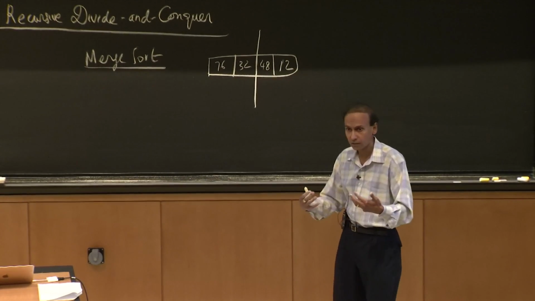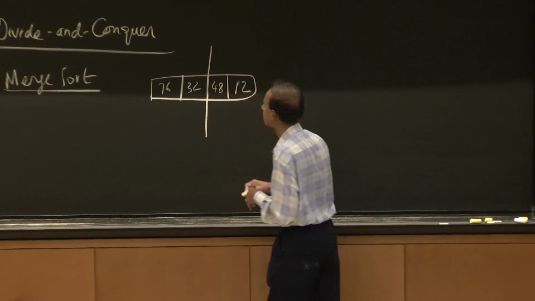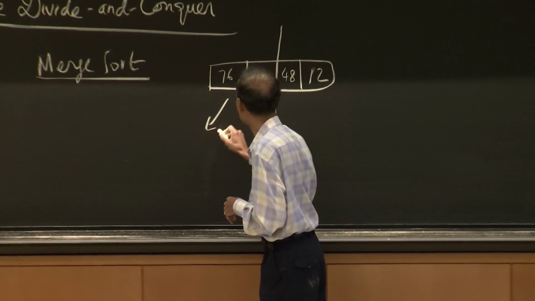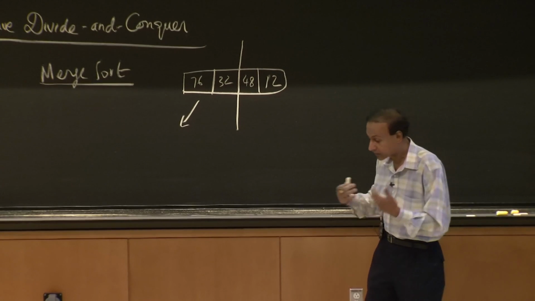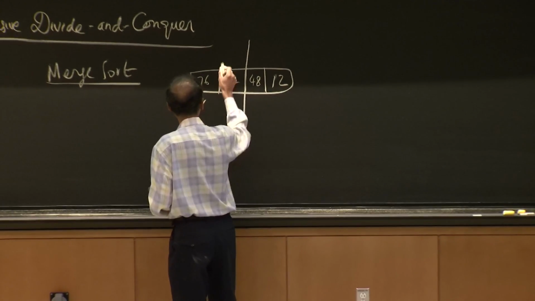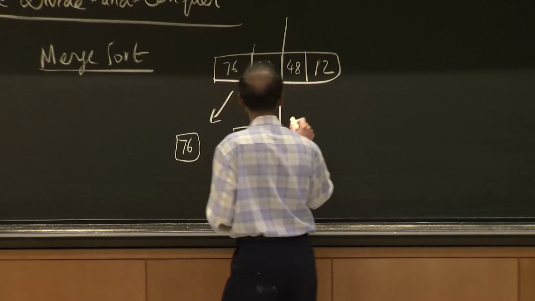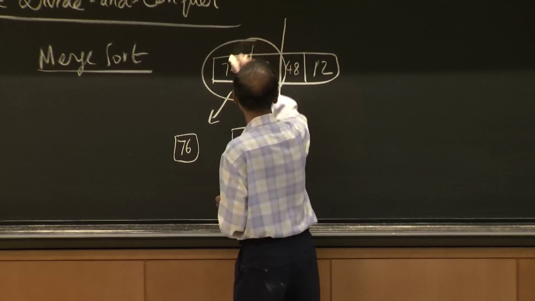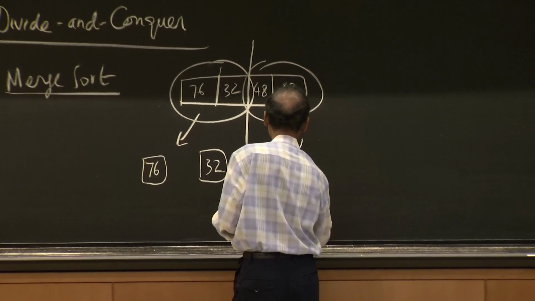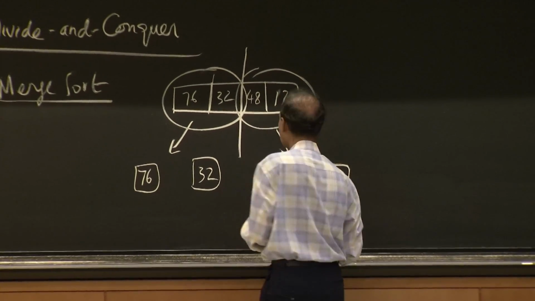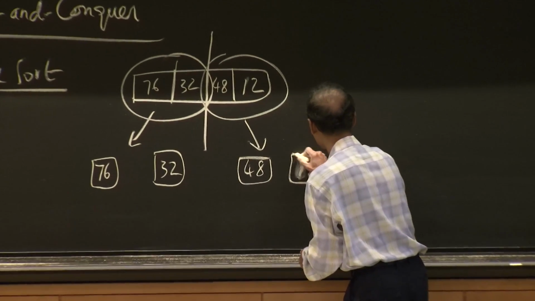I could do this recursively, but let's just talk about the first step. So I'm going to go ahead and split this array up, and I have 76 and 32. And I'm going to call merge sort on this smaller array. The first thing that merge sort does is split the array up into something smaller, and you end up getting that. So this is the first split. And then you end up splitting 48 and 12. So 76, 32, 48, 12. Yep, I got that right.